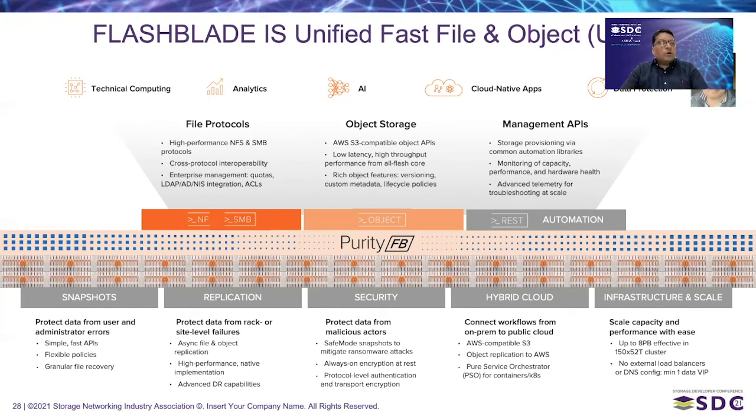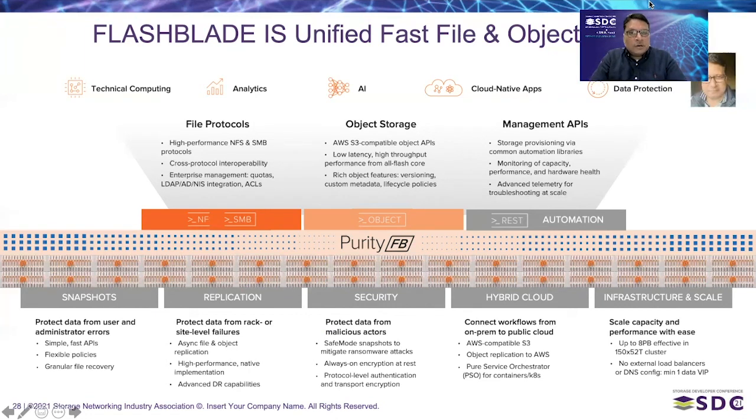Because it can handle a lot of technical computing, analytics, AI, cloud native applications and data, and even data protection capabilities like snapshots. We have got replication, security, encryption, and data reduction on this one. Then we have this hybrid cloud where we are connecting with Equinix and beyond. And then obviously infrastructure at scale. That means our FlashBlade is a completely scalable architecture with a distributed file system.